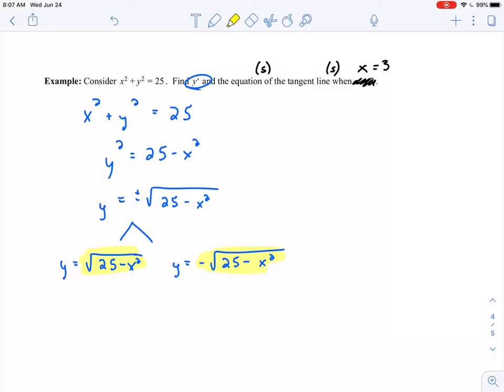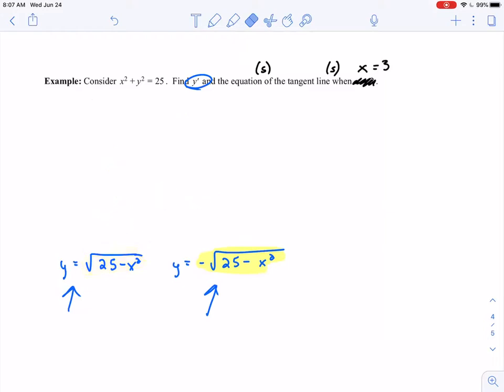And then at the end of all this, you're going to run into problems with deciding what derivative to plug your x value into. Do I plug it into the derivative of this function, or do I plug it into the derivative of this function? So this is probably not a great way to do the problem. So here, this is why implicit differentiation is really going to help us out.